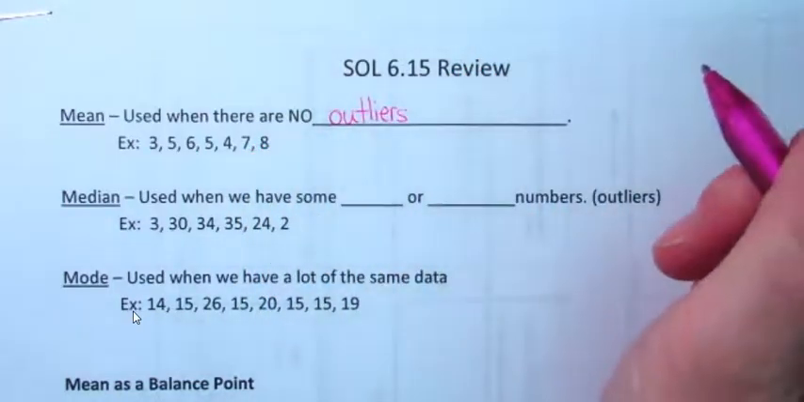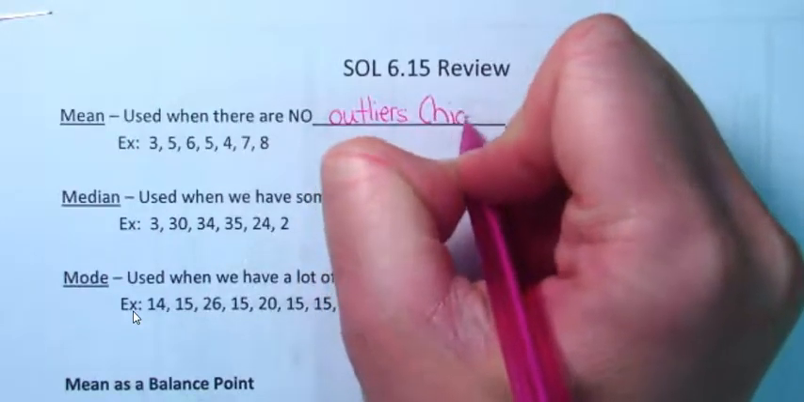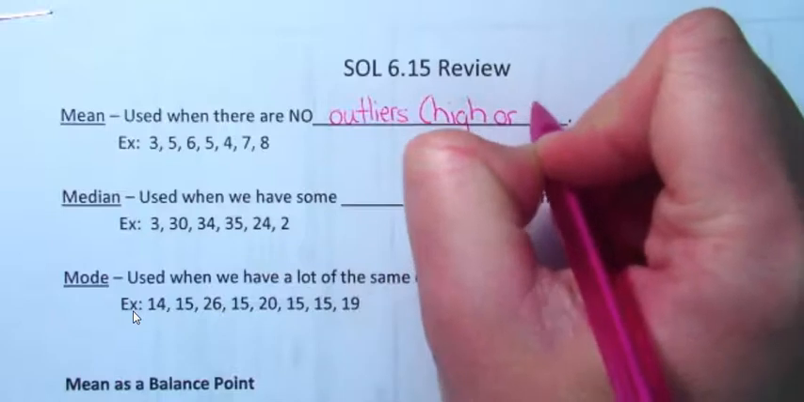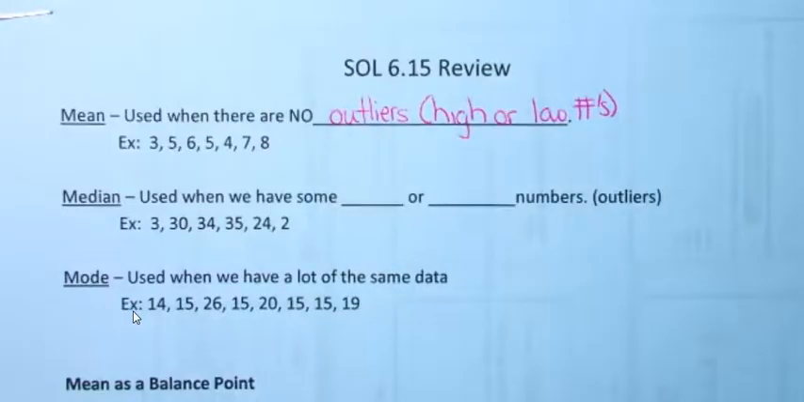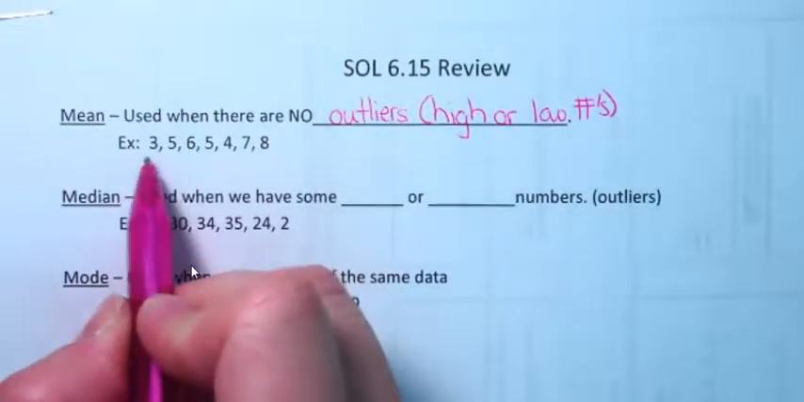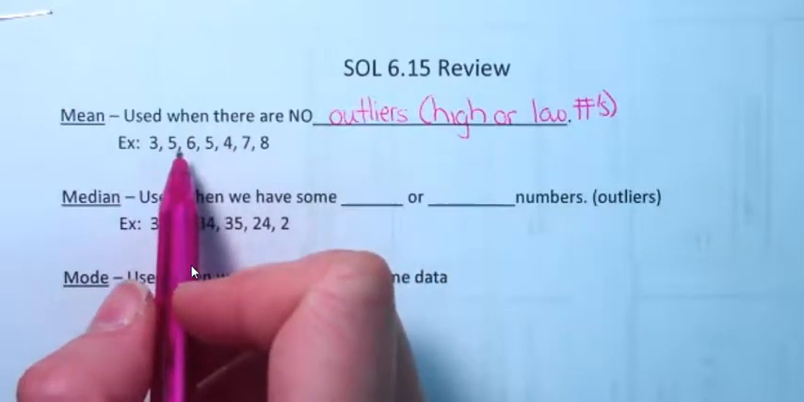And by outliers, I mean there's no high or low numbers. So if you look at my example, all of these numbers are roughly in the same area as each other. So this is why we use mean to determine the measure of central tendency.